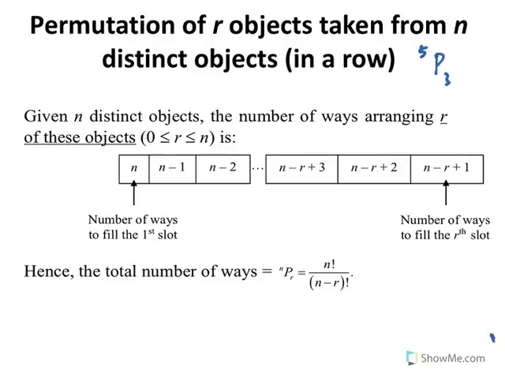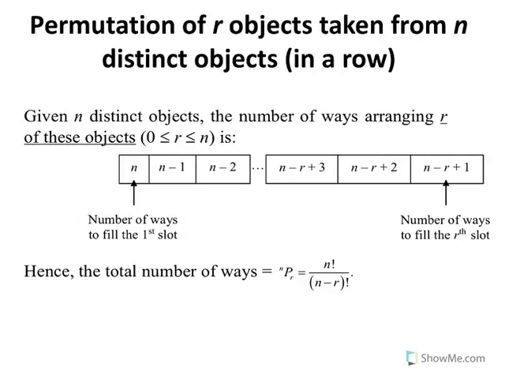So example, permutation of r objects taken from n distinct objects in a row. Suppose now the number of women drops. I still have 5 guys, but now there are only 3 women. First one, how many choices? 5, right? Second one, 4. Third one, 3. So this is 5 permute 3.